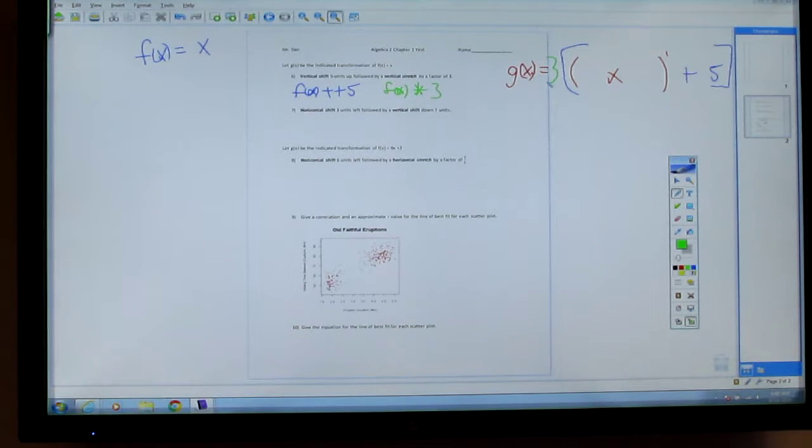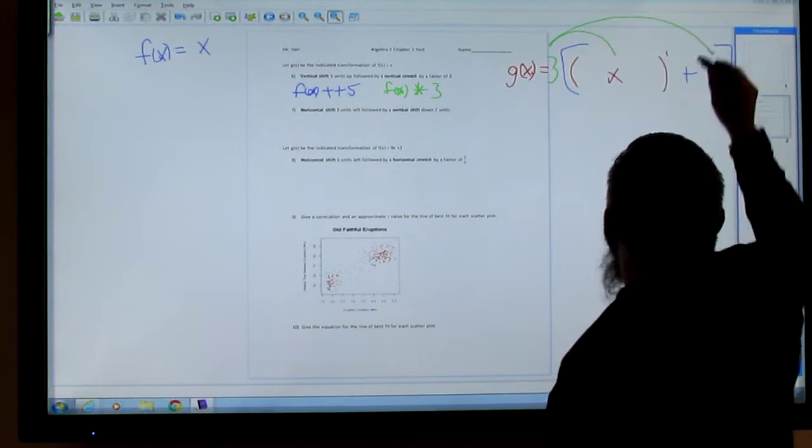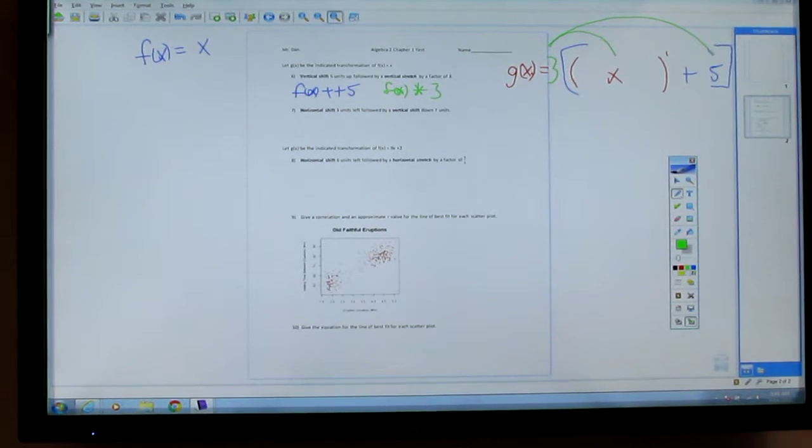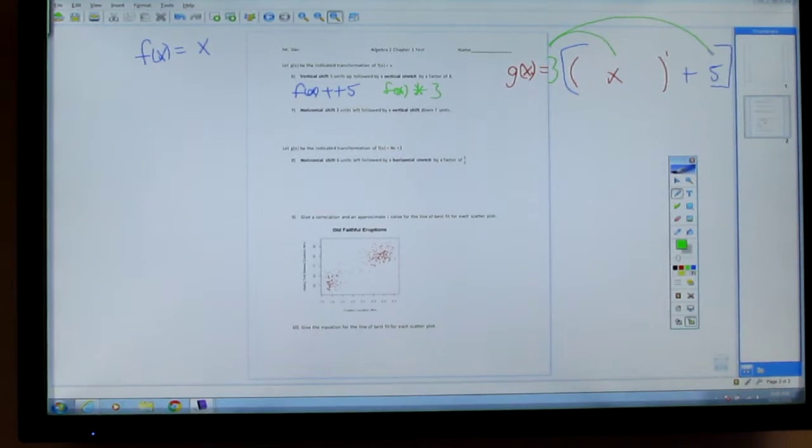You see what I'm saying? Because this times that, because they're inside the blue. That's different. Well, now the 3 is outside of the blue, but that's different if I would have just done 3 times the x plus the 5, right? That would be 3x plus 5. But now I'm doing the plus 5 to the x, and then I'm stretching that function.